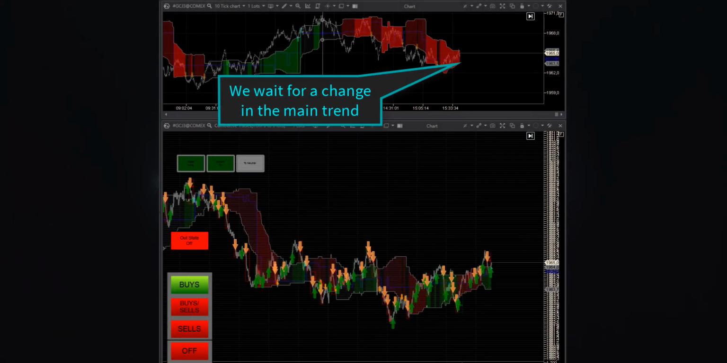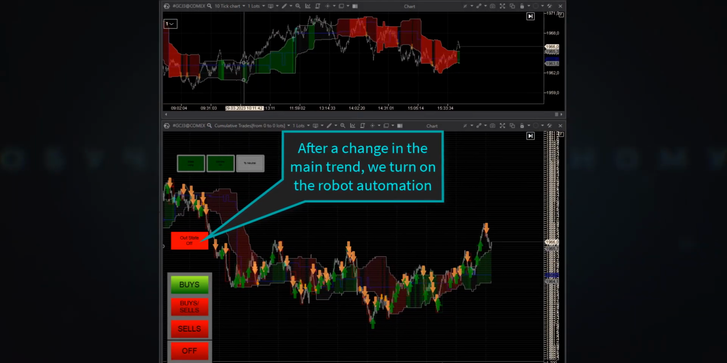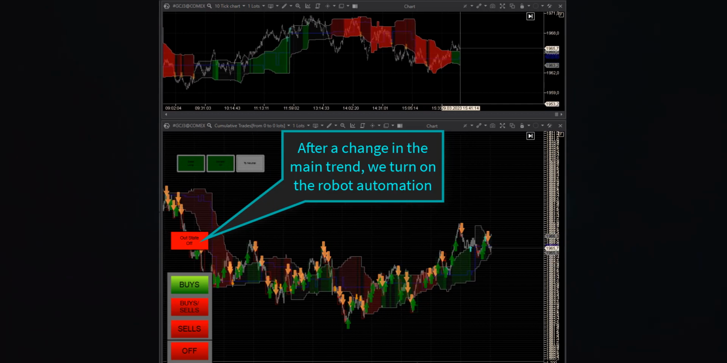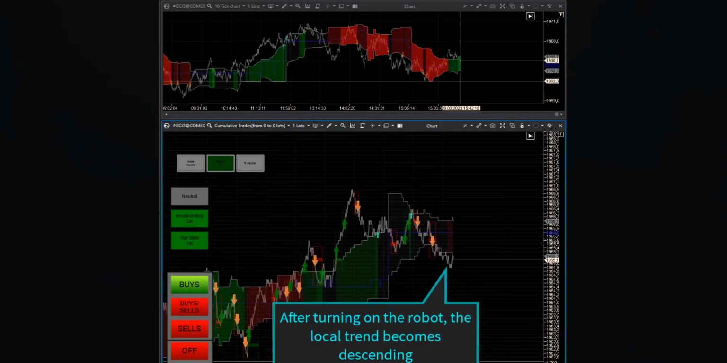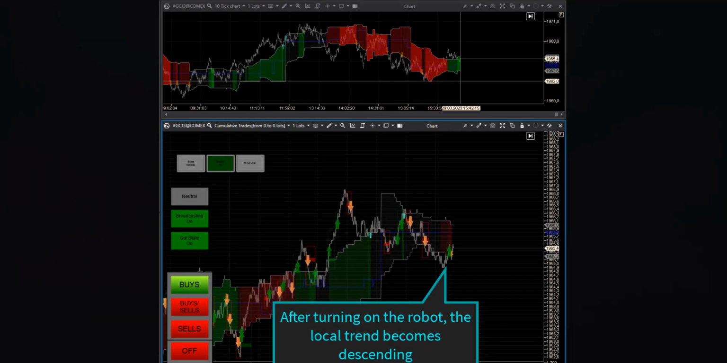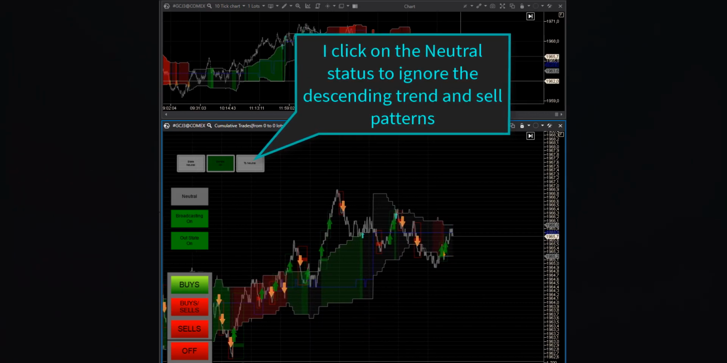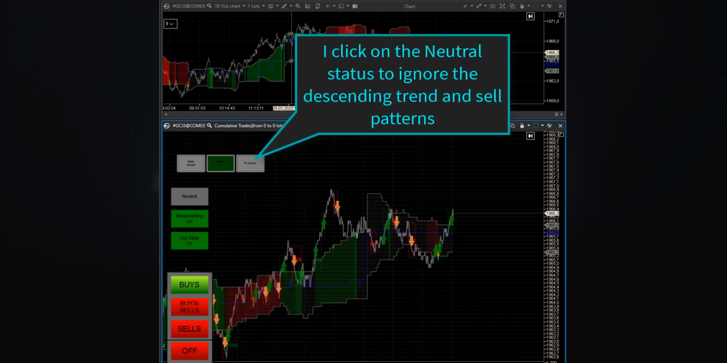We expect a change in the main trend. After the change of the main trend, we turn on the automation of the robot. After turning on the robot, the local trend becomes downward. I click on the neutral status to ignore the downward local trend and sell patterns.